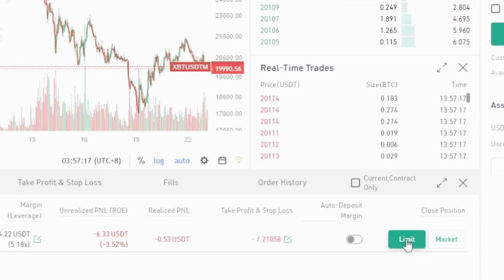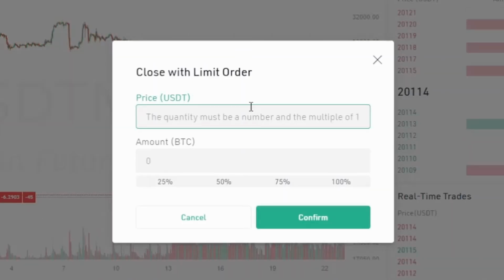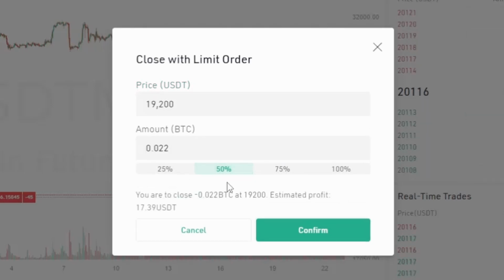And what I mean by that is if I click this limit, it brings up where I can put in a price. Let's say 19,200. I wanted to close, and this is telling me what percentage of my overall position do I want to close. Let's just say I want to close half if Bitcoin goes down to 19,200. Tells me my estimated profits are around 17 bucks.